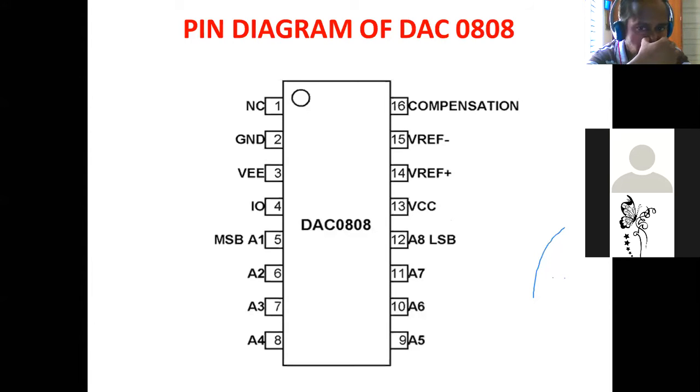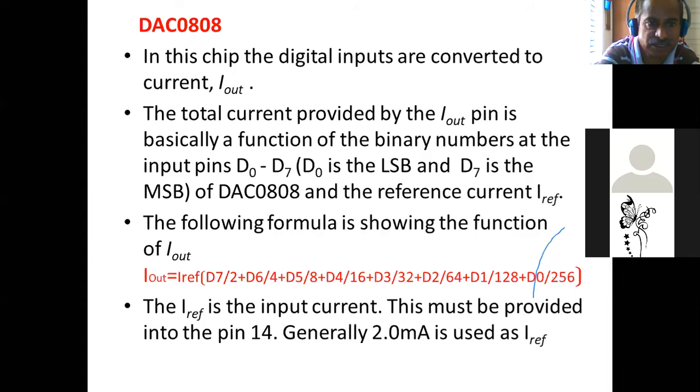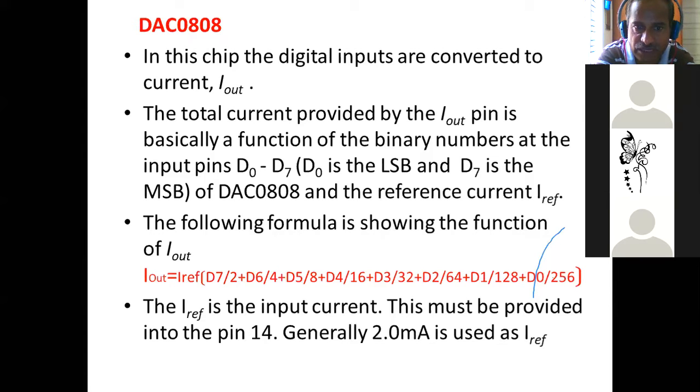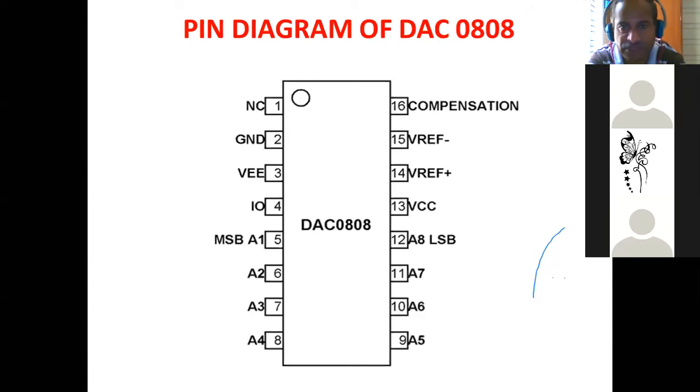Now, pin number 14, we must supply a V reference. In that formula, we have I reference. I reference is given by V reference divided by R reference. To get I reference, we must apply some reference voltage here. Now, suppose we require dual polarity output, we must apply a negative V reference to pin number 15 also.